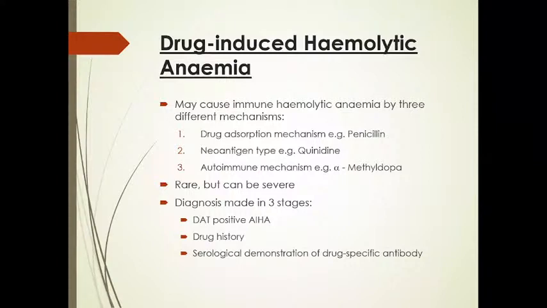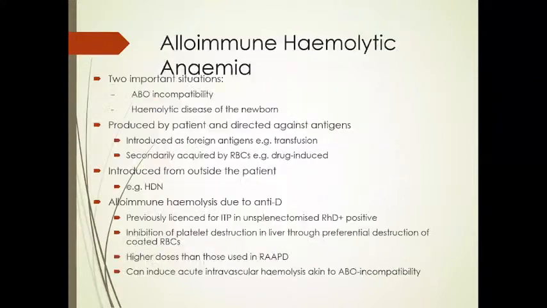It's rare, but it can be severe, and the diagnosis is made in three stages. Apart from it having features of hemolysis, often the Coombs test is positive, and then the patient has a history of that drug ingestion. The demonstration of drug-specific antibodies is often outside the scope, not only of this lecture, but also of the lab menu in terms of testing, because you can make or confirm the diagnosis based on history and the fact that there has been a hemolytic picture. But you can send this out as a referral test if required.